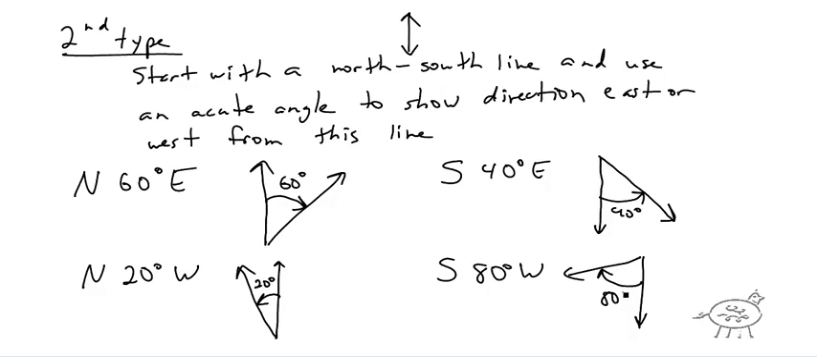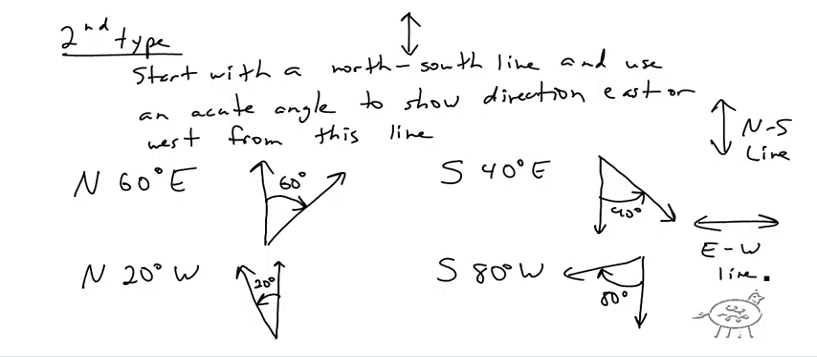That's huge. Just some quick terminology: a line which is vertical is a north-south line, and a line that's horizontal is an east-west line. That's really important.